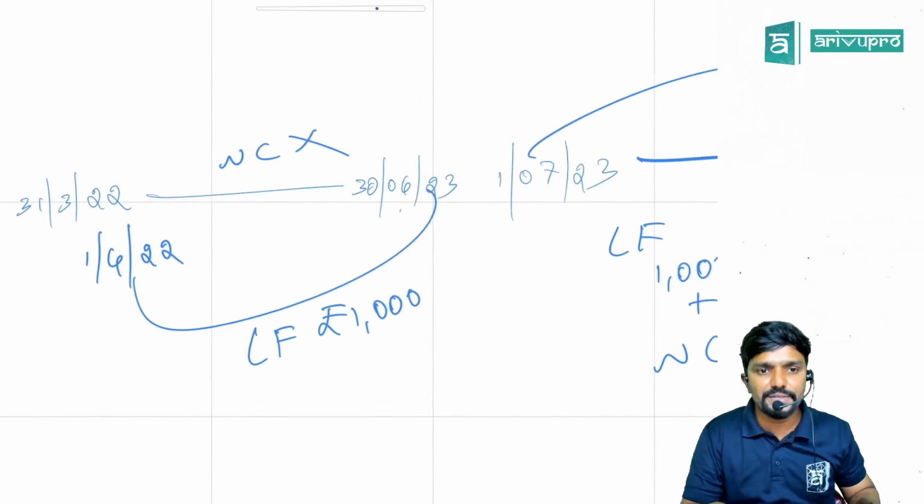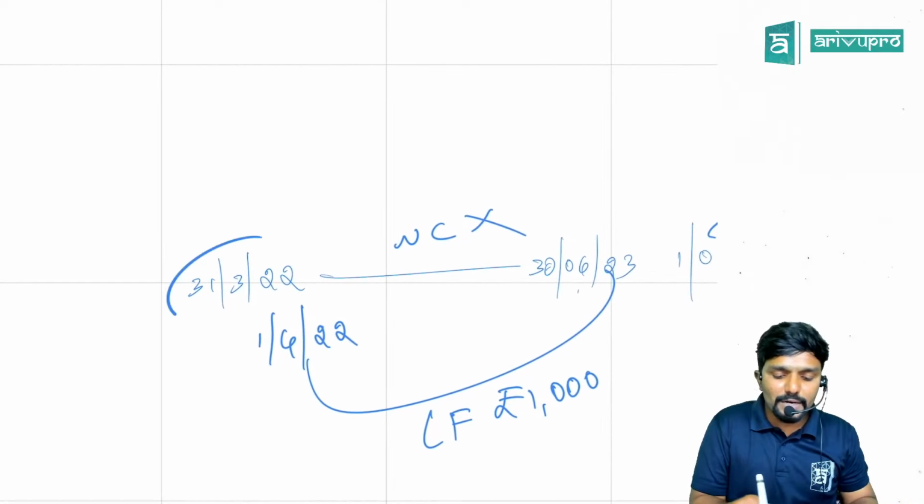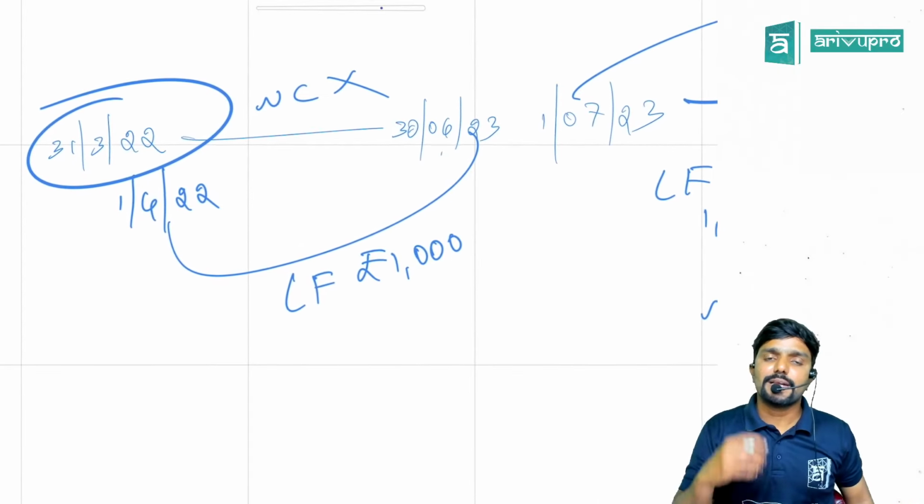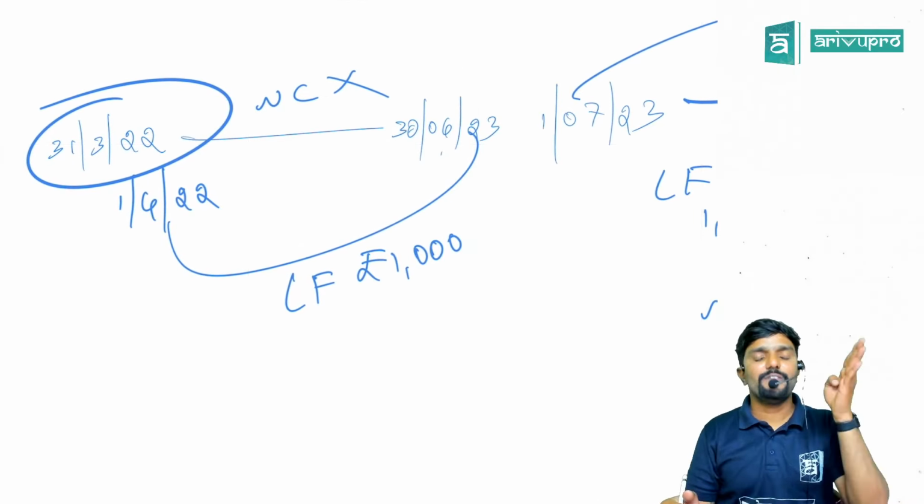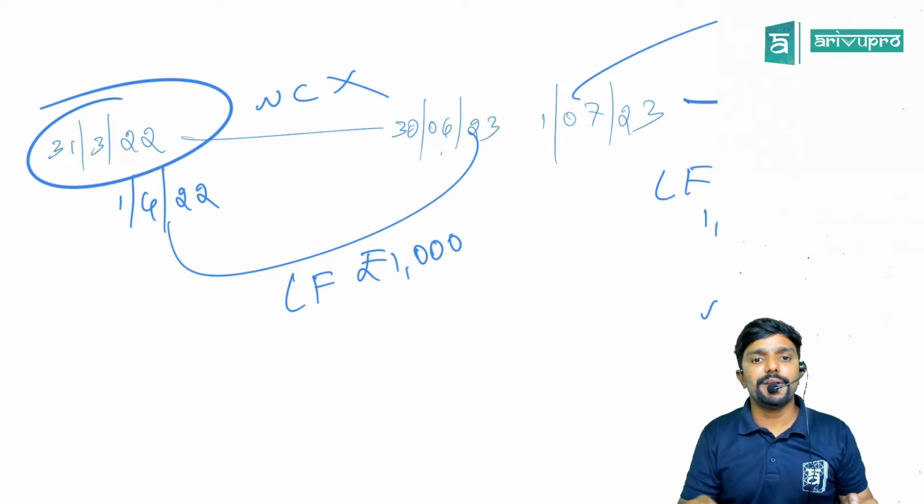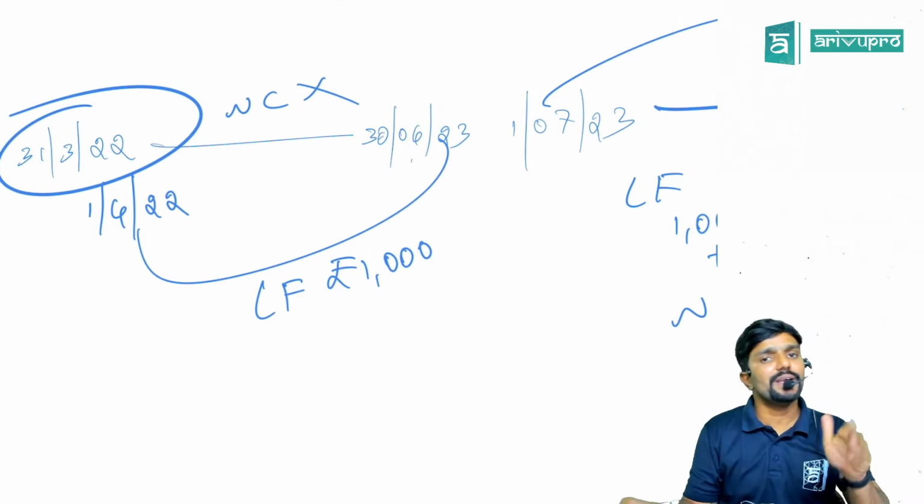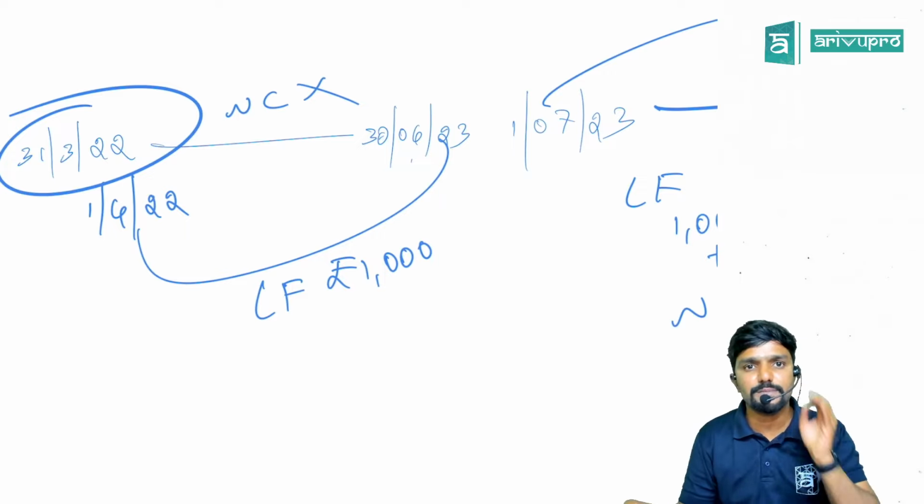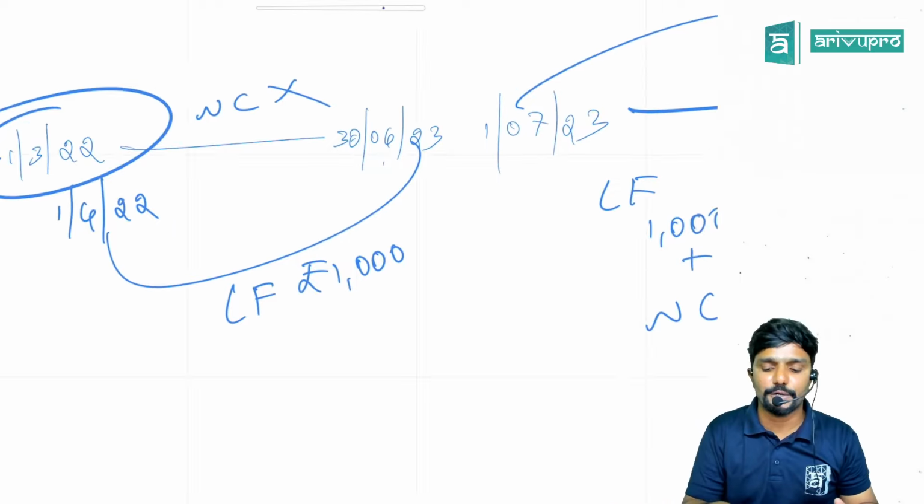I will just quickly repeat this. See, the deadline to link Aadhaar was 31st March 22. Sir, can I link it even after that? Yes. If you are linking it on or after 1st April 22 till 30th June 23, you can link it without any negative consequences, but by paying a late fee of 1000 rupees.